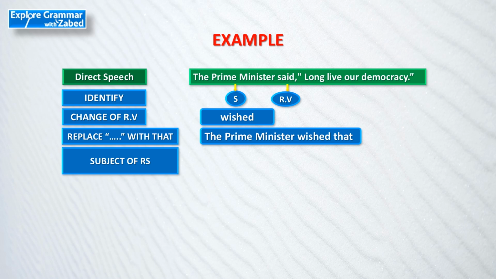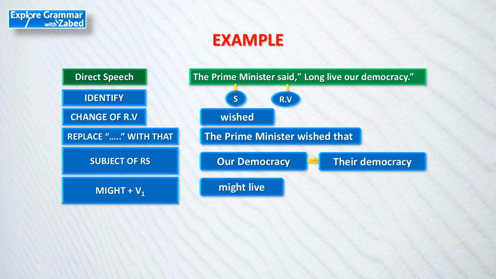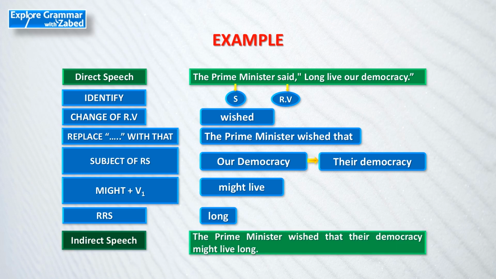So the subject of the reported speech, our democracy, gets converted to their democracy. Step number 5 is to use the modal auxiliary verb might and after that the main verb in present form. So here it will be might live. Step number 6 is to write the remaining part of the reported speech. Here the remaining part is long. Finally, the indirect speech looks like, the Prime Minister wished that their democracy might live long.